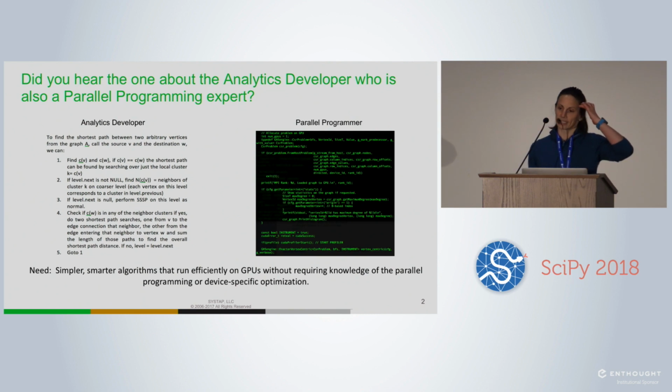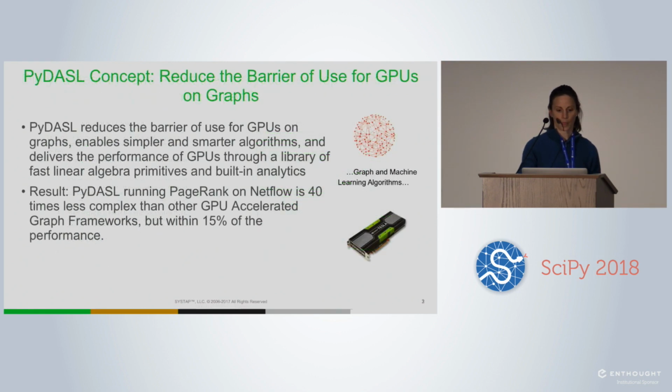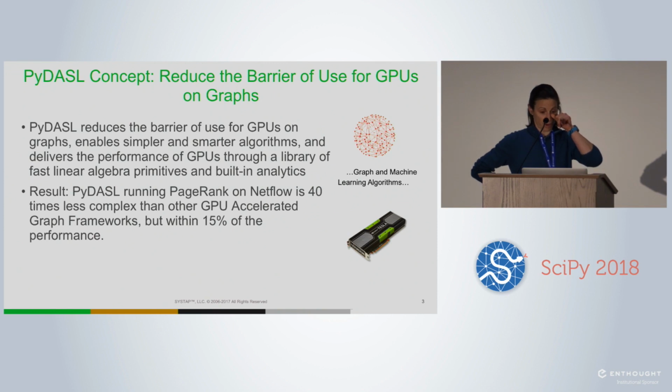So we're targeting a need here for simple, smarter algorithms that run efficiently on GPUs without requiring knowledge of the parallel programming or device-specific optimization. So this is kind of the basic concept behind PyDASL: we want to reduce the barrier of use for GPUs on graphs. And by doing so, we're going to enable these simple and smarter algorithms. And so then it can deliver the performance of GPUs through a library of fast linear algebra primitives and built-in analytics. And we have been somewhat successful so far in this.